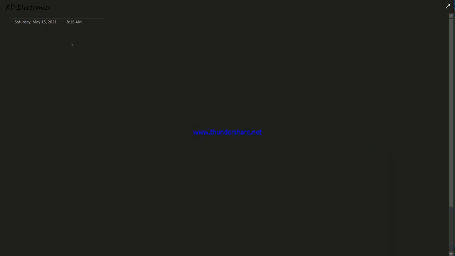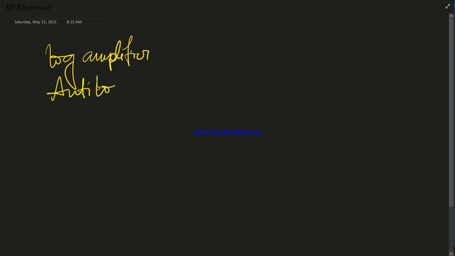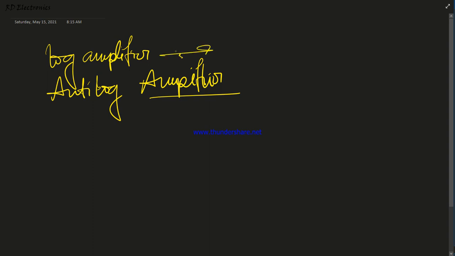Now there are so many circuits, known as the log amplifier, which are applied in closed loop gain, log amplifier, then anti-log amplifier. Logarithmic circuits are used to convert high voltage to low voltage, and anti-log circuits are used for the reverse operation, to convert low voltage into high voltage. So the basic logarithmic circuit is this.